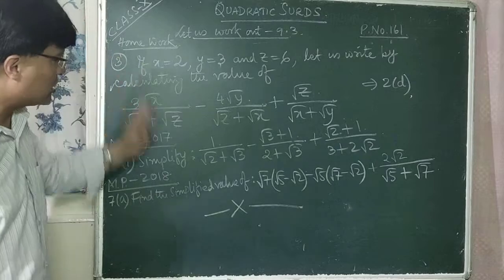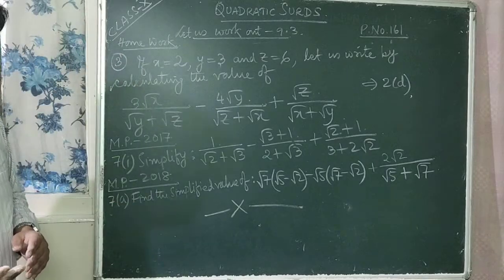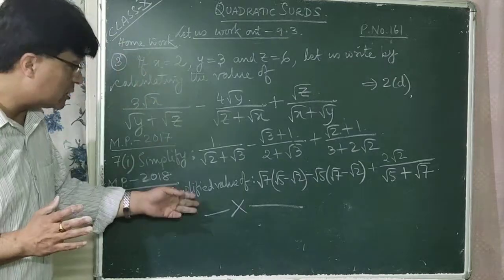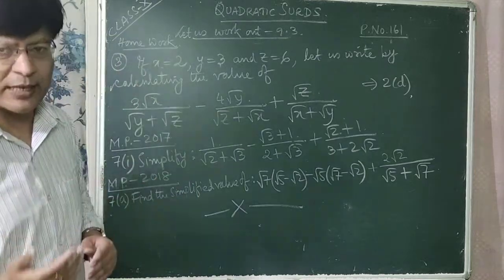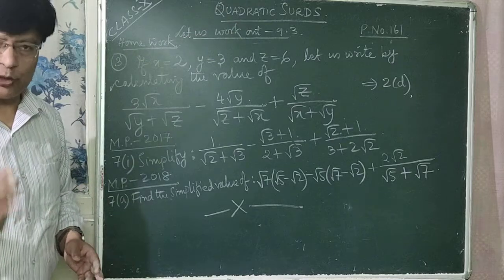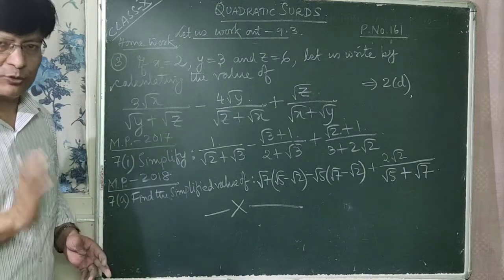Okay? So these are your homework. You revise all the problems that we have done today. Okay? And do all these problems also. So next day we'll do more problems from this chapter, that is quadratic surds. So this much is for today. Okay?